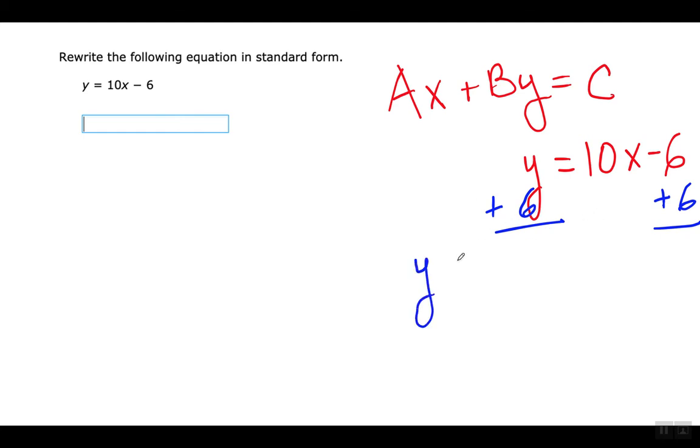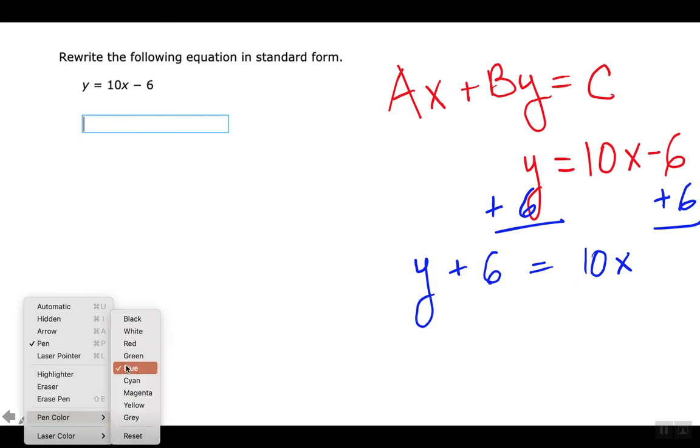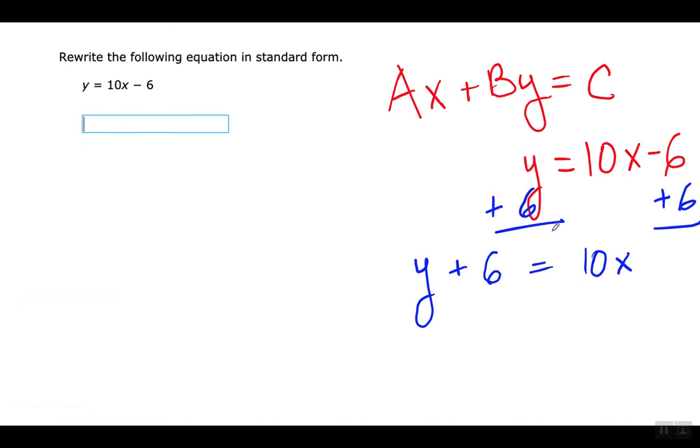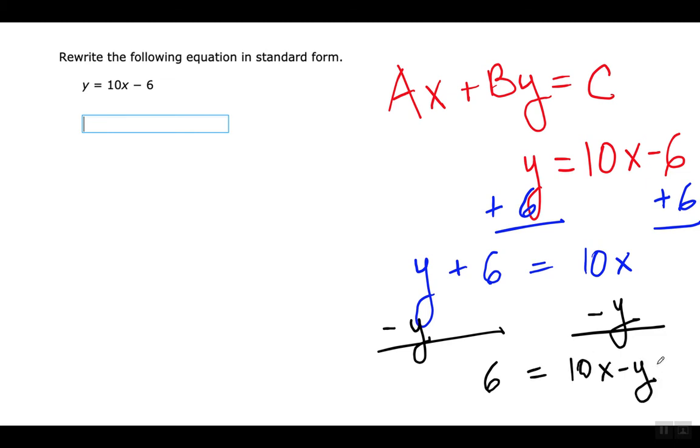So I'm going to have y plus 6 equals 10x. And now I'm going to move the y to the right by subtracting y. When I do that, I'm going to have 6 equals 10x minus y, which is my final answer. And I'm going to write it like this. 10x minus y equals 6.